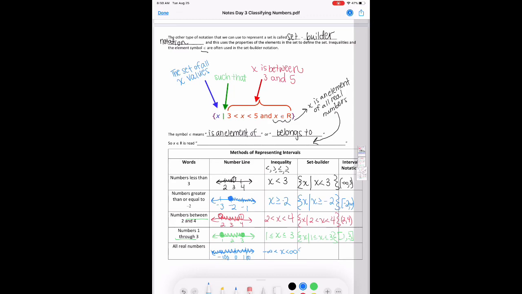For set builder, there's a couple ways you could write this. You could just write it the way we've been doing. You could also write that we have our set of all x's such that x is an element of all real numbers. They mean the same thing. Then for interval notation, we're going to go from -infinity to infinity and beyond. And so we have parentheses again.